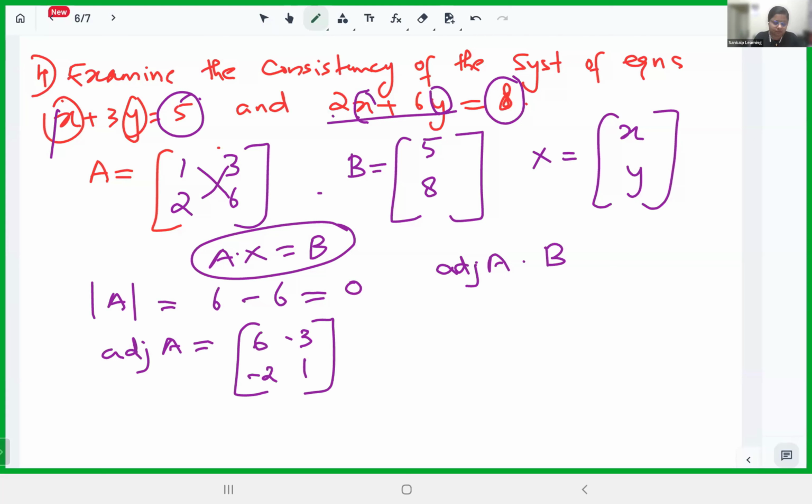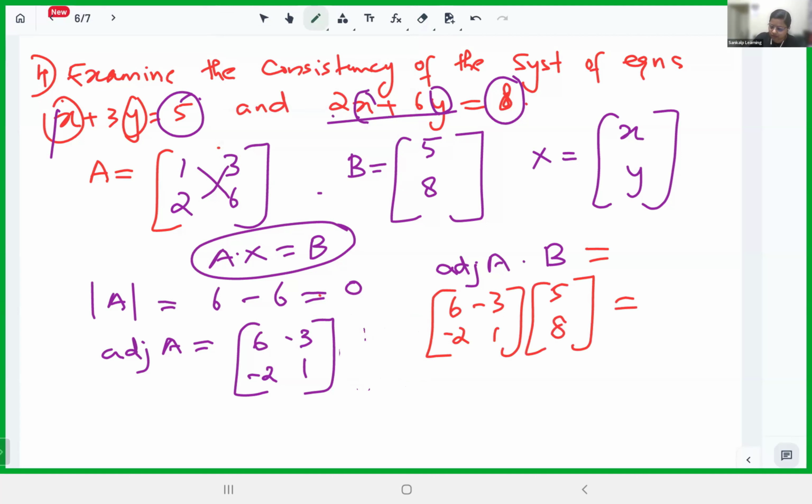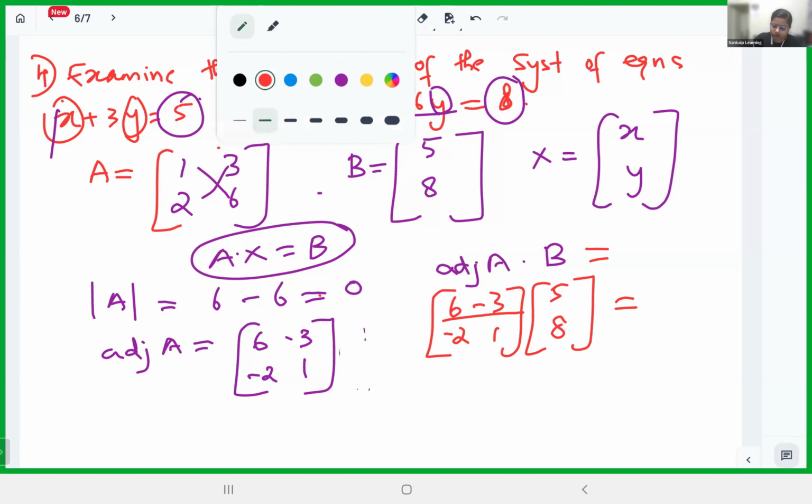And what about B? B is equal to 5 8. I'm sorry, you can write this as another step. So this is our adjoint, and now we need to find the product adjoint of A into B. So that is equal to the matrix 6, minus 3, minus 2, 1 multiplied by the matrix 5, 8. All right, how will you do that?